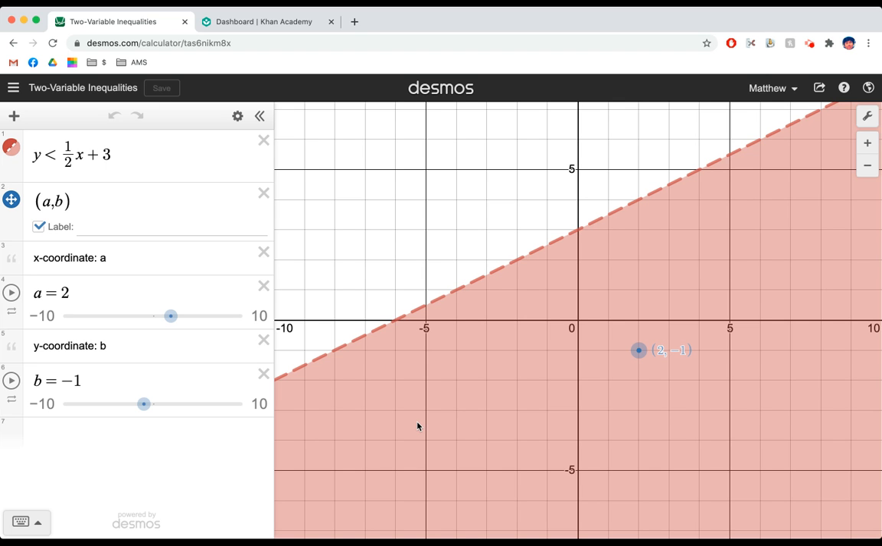So today we're going to talk about two variable inequalities. The first thing I'm going to show is a little demo on Desmos to first help you visualize what a solution of these two variable inequalities looks like.